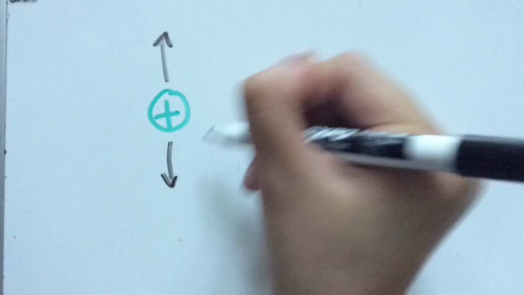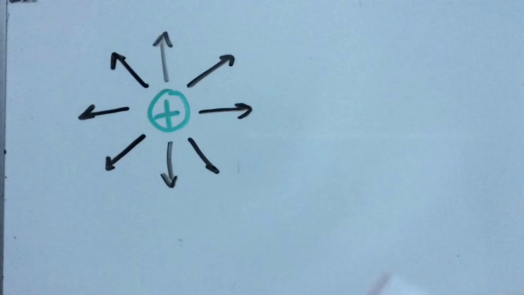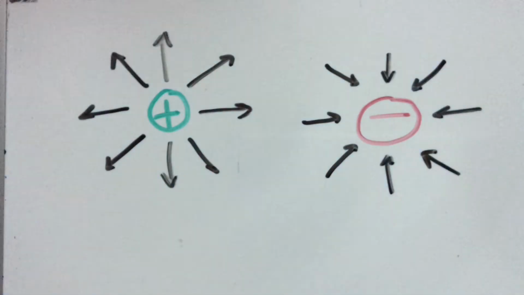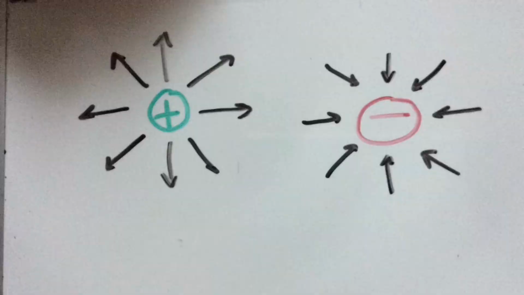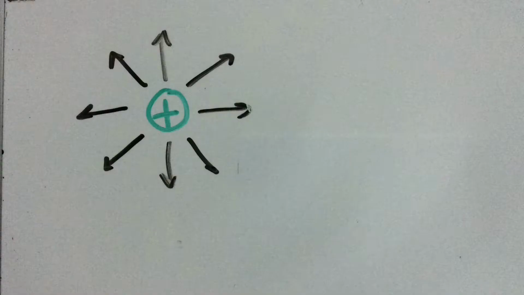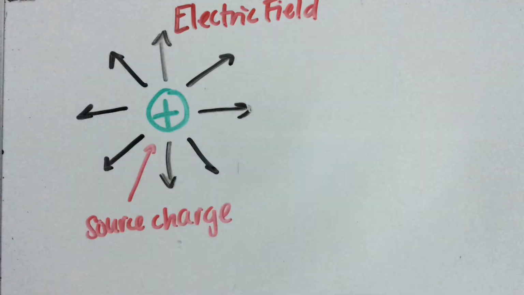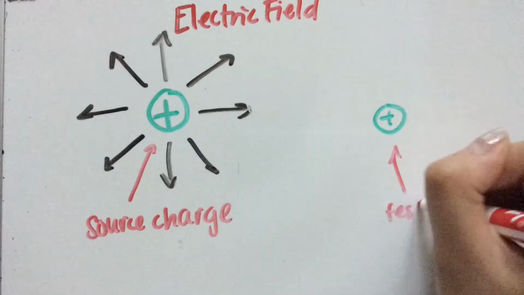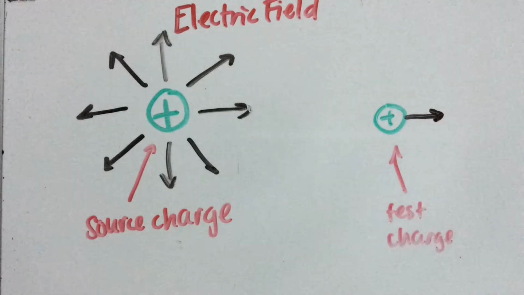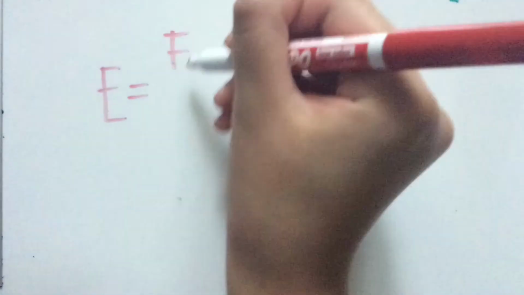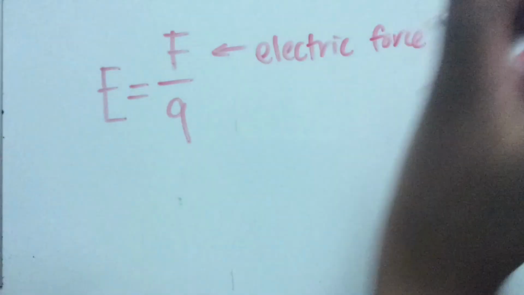A positive charge creates an electric field radially outward. On the other hand, a negative charge creates an electric field radially inward. The electric field is conventionally represented by arrows pointing towards a negative source charge and away from a positive source charge. With this model of a source charge and a test charge, the strength of an electric field is defined as the electric force on the test charge per unit of charge.